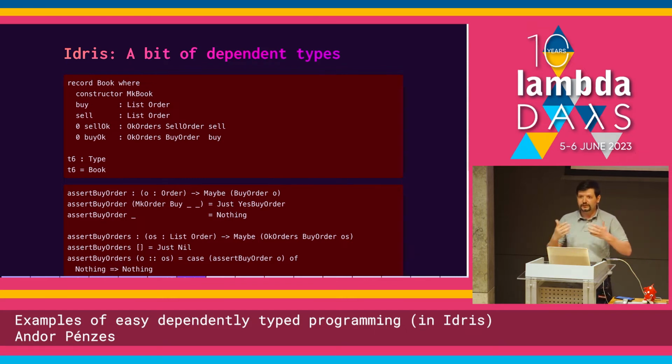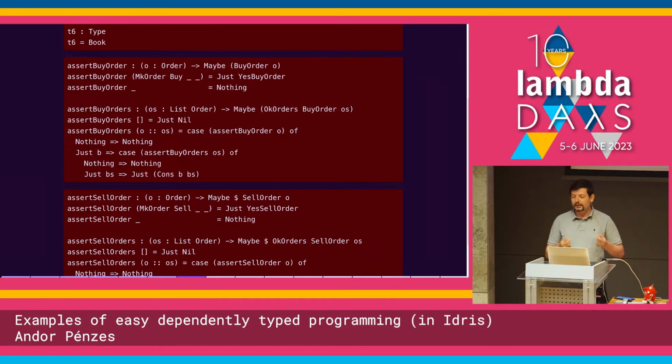And the next question arises naturally: how can I really do this? Because if I get an order, how can I assess this as a buy order or a sell order? And here comes into the picture this glorified assertion idea. With this assertion idea, we can write a function which gets an order and does the pattern match on the side, and if it's a buy order, then of course I can create just yes, the buy order. But if I can't do the pattern match, then I have nothing.